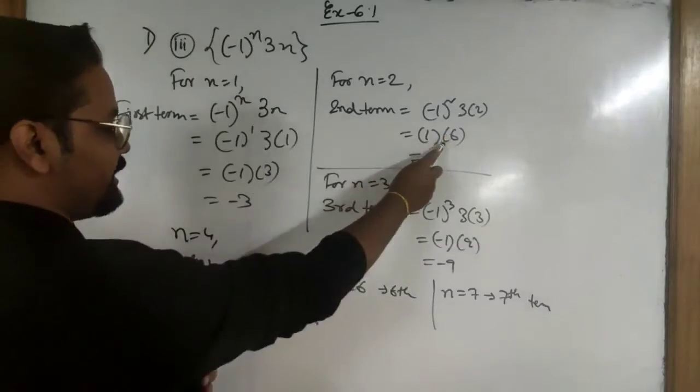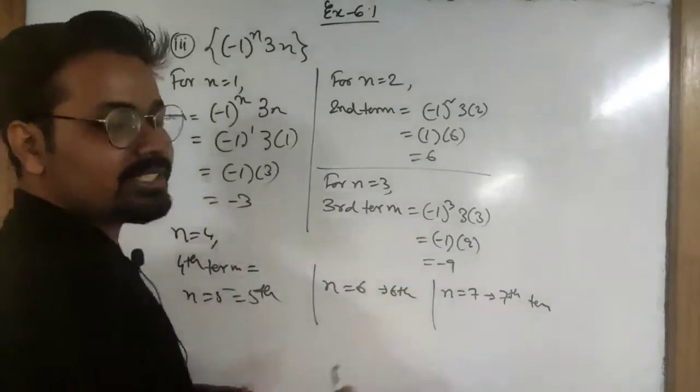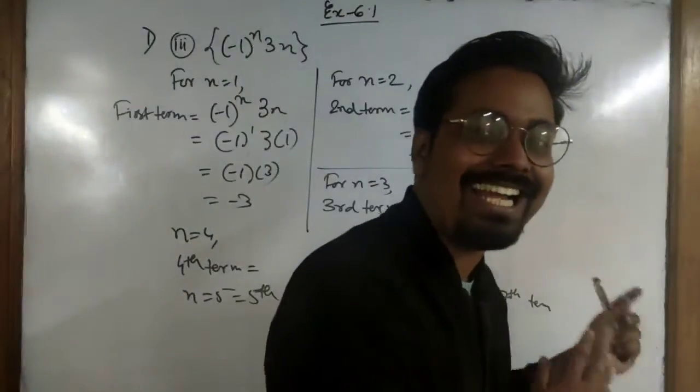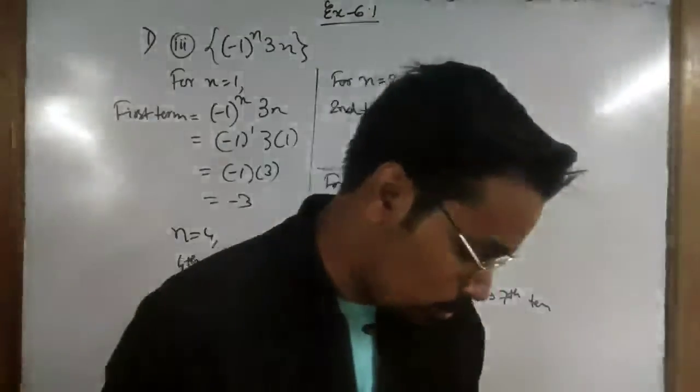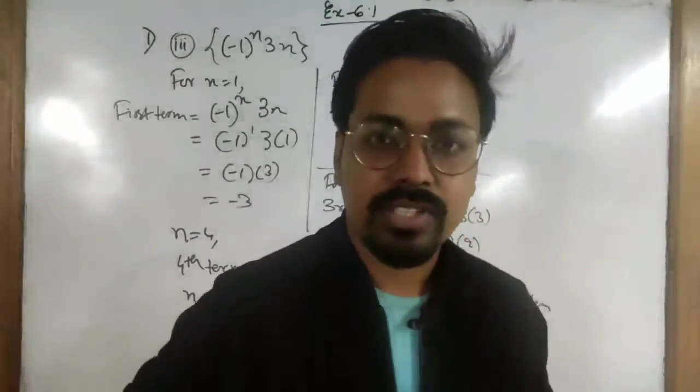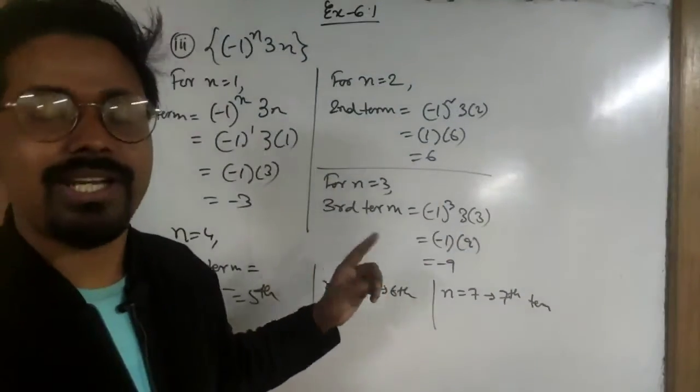Here we have found the first, second, and third term. The 4th, 5th, 6th, 7th, you can do it yourself. I hope you have got the idea. A very simple sum. So question number 1, all of the sums go in the same way. So you can easily do it.